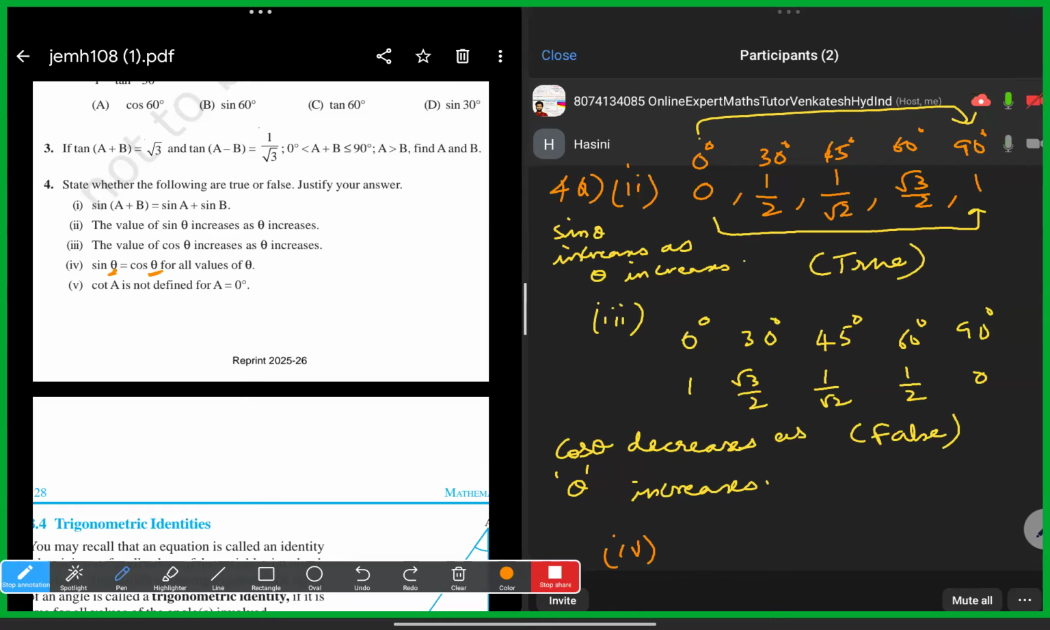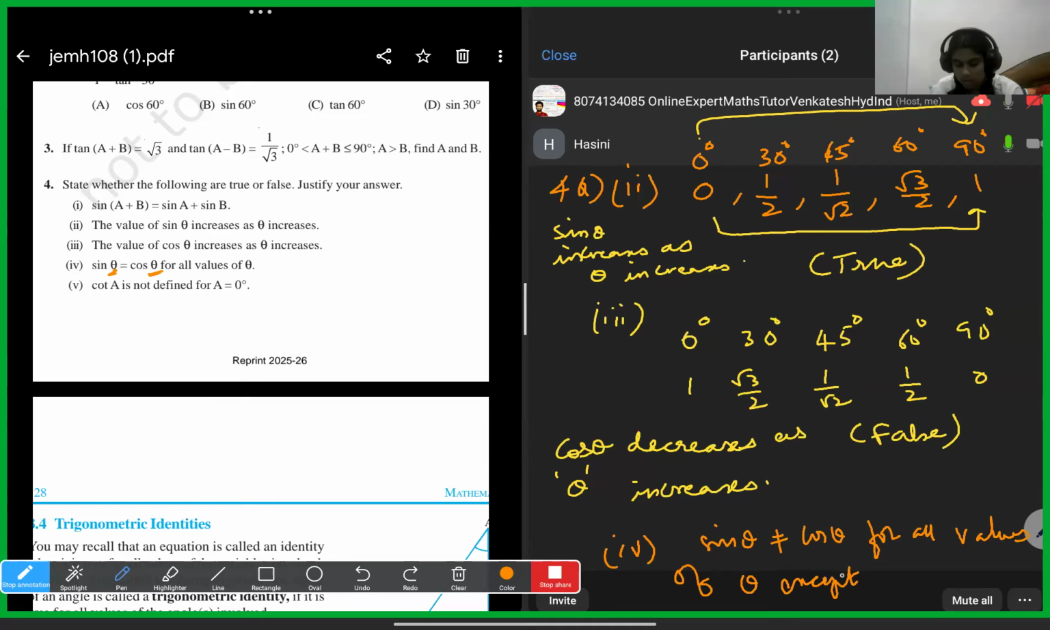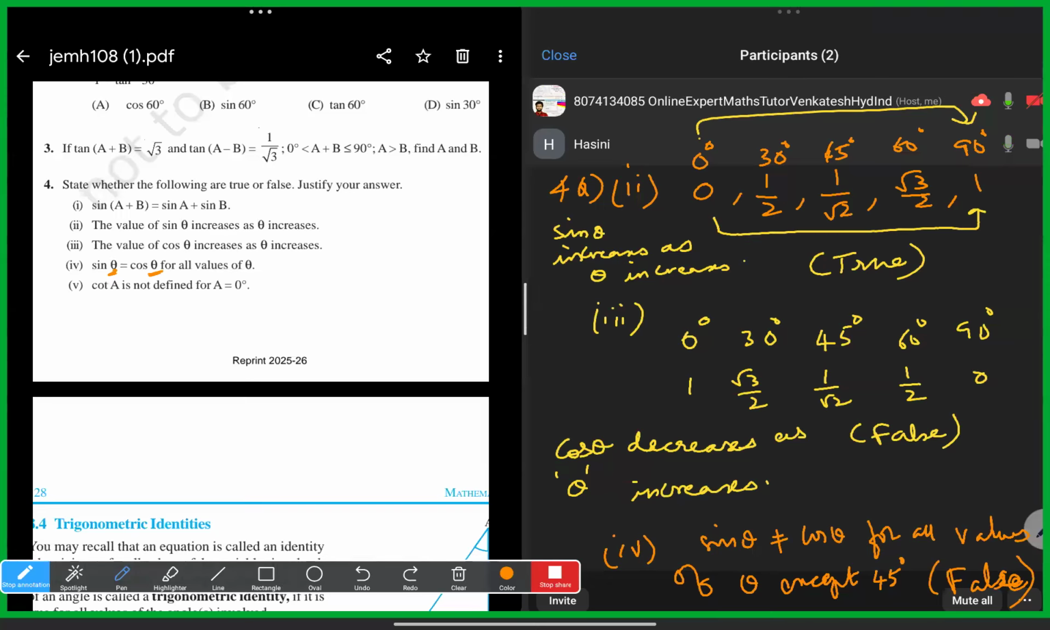So the fourth one says sin theta is not equal to cos theta for all values of theta except for 45. So the answer is false, Hasni.